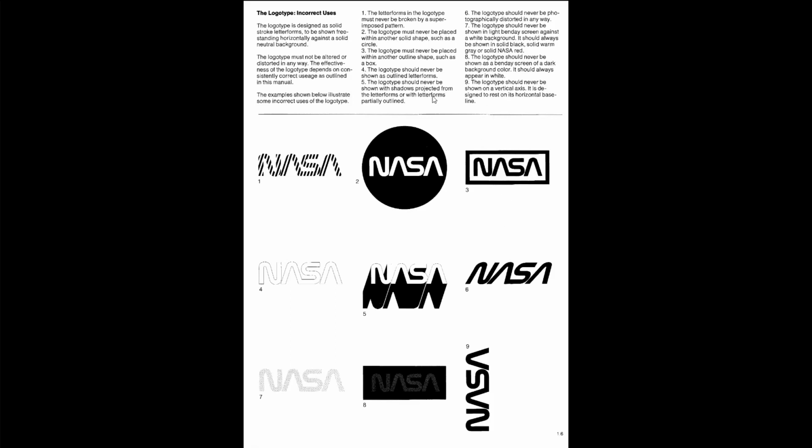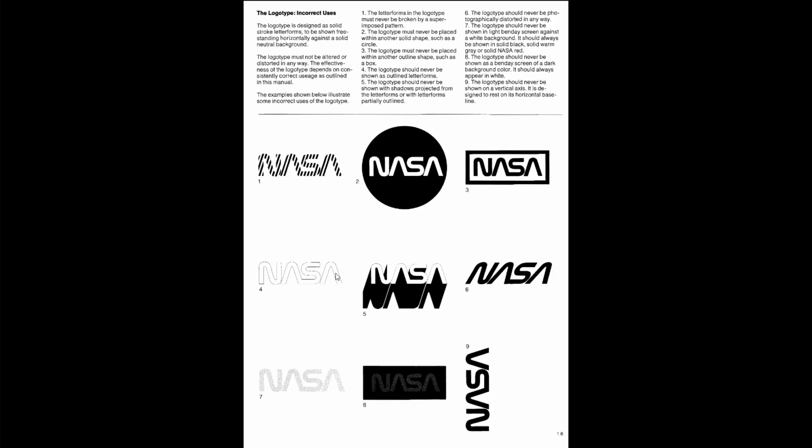Four, the logo type must never be shown in outlined forms. This is an unusual one, because I bet you we start to see this a lot if they bring this logo back in. Again, technology-wise, this is a very easy thing for us to do. It was even easy back then, actually, photographically.